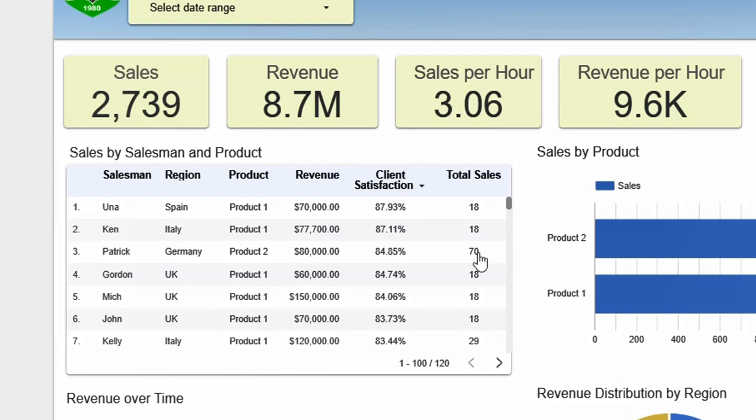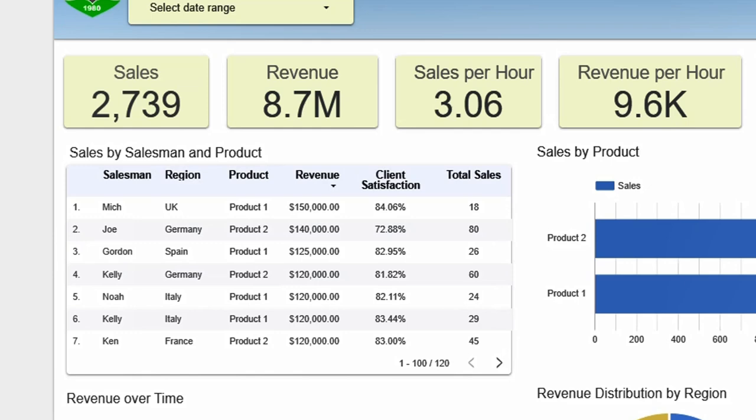87.93% client satisfaction. Who has the highest revenue? So Mitch with product 1, with a total of $150,000 revenue. The client satisfaction scores are now properly calculated and reflect meaningful insights.